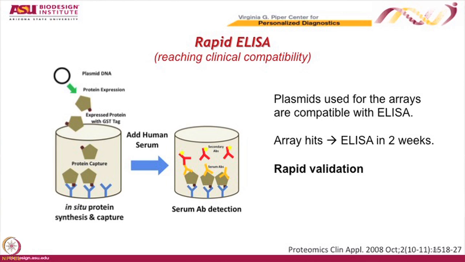And the idea is that we follow kind of a similar chemistry to the one that we use for NAPPA. So we put the plasmid into the well. We then, at the bottom of the well, we have a capture agent, an antibody that recognizes GST. We express the protein in the well, we capture the protein to the GST, we wash it away, and now we're left with the protein displayed in the well.